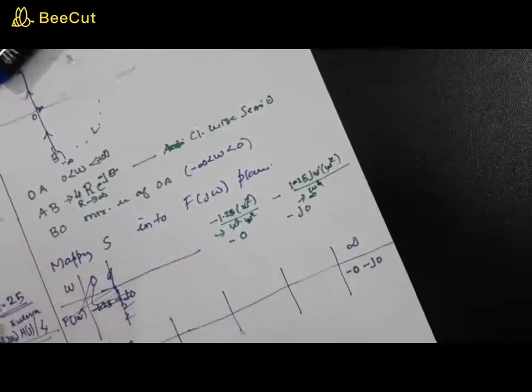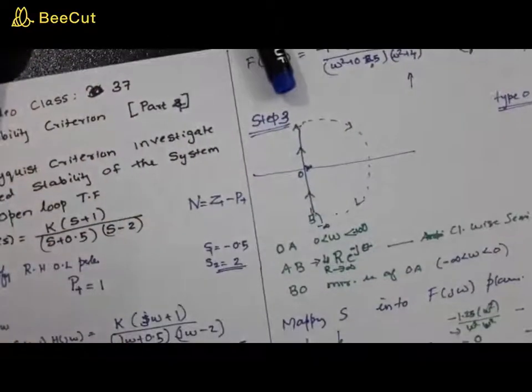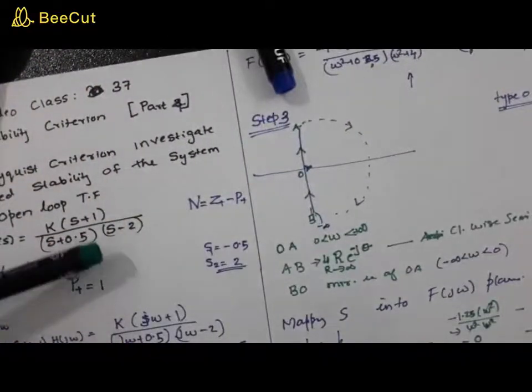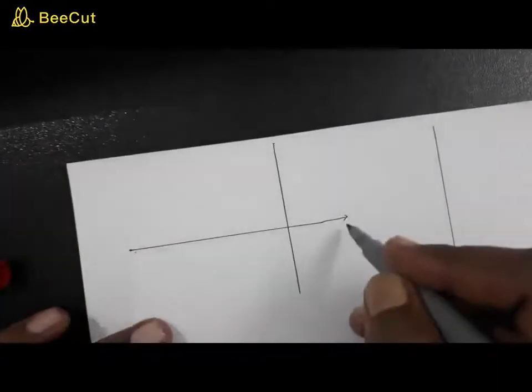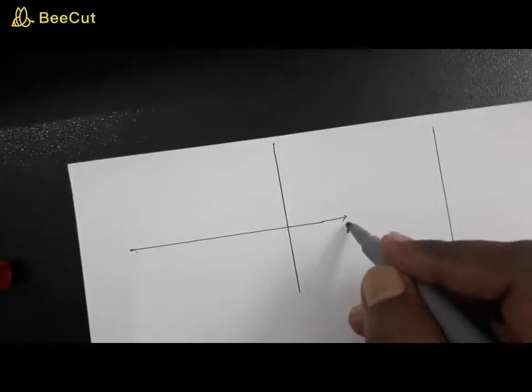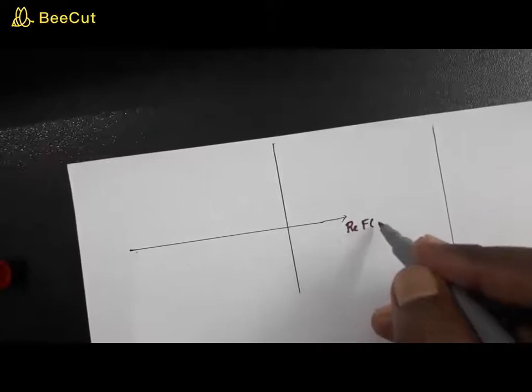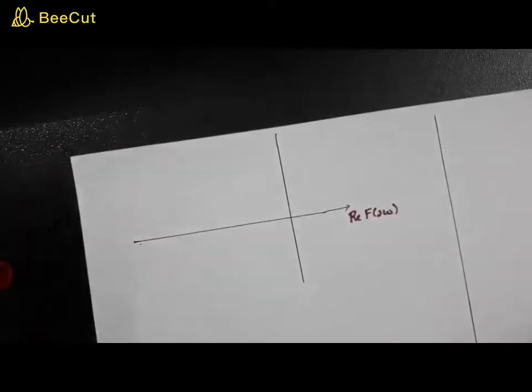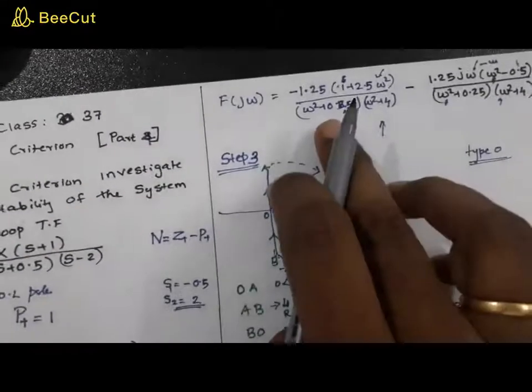Now let's try to draw the Nyquist diagram. For that I am considering a complex plane, and you must represent it like this, F(jω). We have already assigned this F(jω) to be this function.